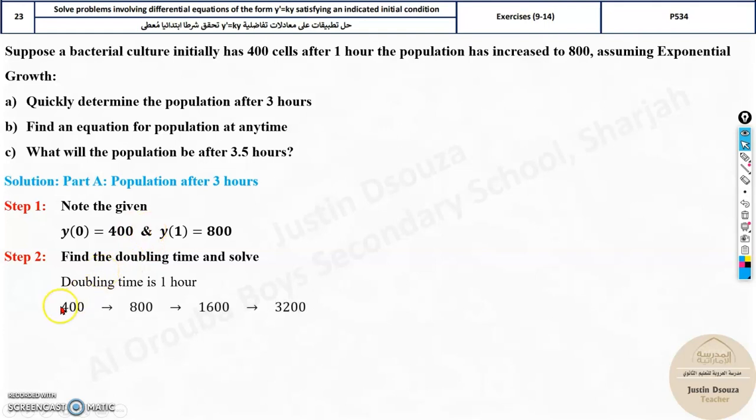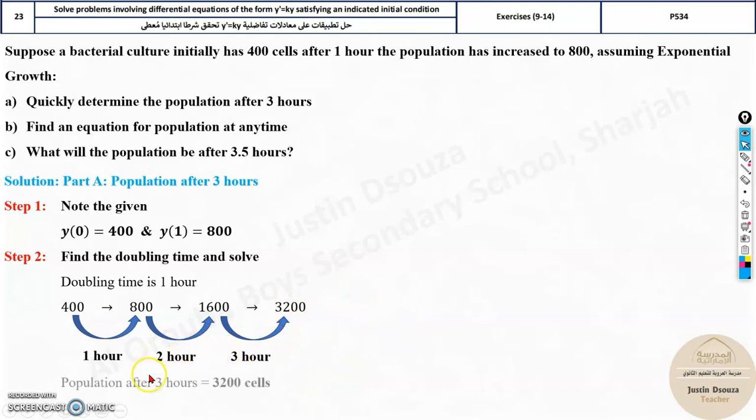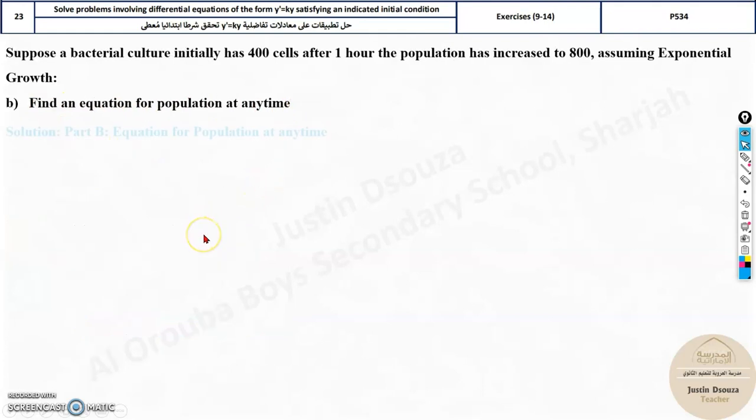Then what will be the next thing? After 1 hour, it's 400, 800. It'll multiply. After 2 hours, it's 1600. Again, it'll be the same thing. It'll multiply, and after 3 hours, it's 3200. Since they asked only till 3 hours, we will stop. But if they asked 4 hours, it'll be 6400 and so on. That is the population after 3 hours. The part one is done. What about writing an equation for population at any time?